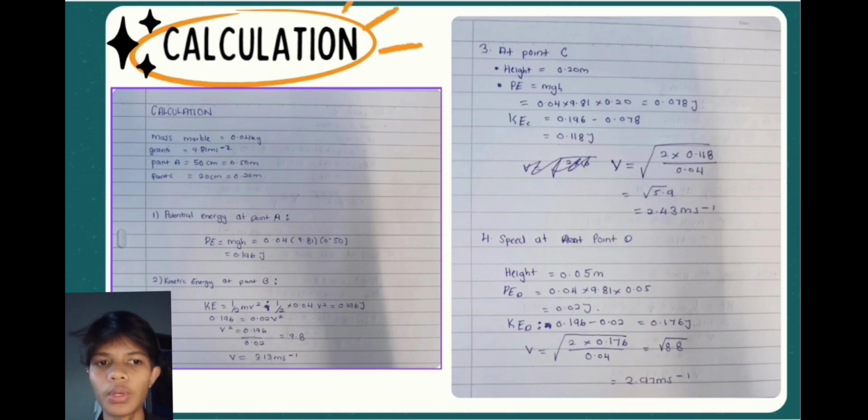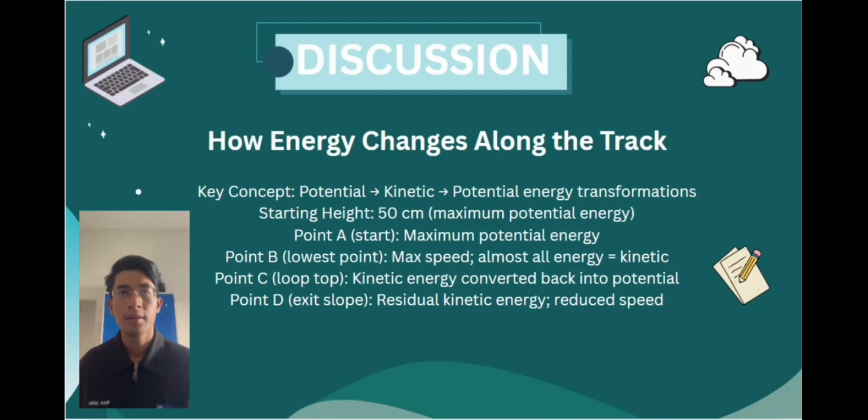Finally at point D, we have 0.05 meter height, potential energy 0.02 joule, kinetic energy 0.176 joule, and a speed of 2.197 meters per second. So yeah, the energy keeps shifting between potential and kinetic, and the numbers match what we expected, minus a bit because of loss from friction and air resistance.